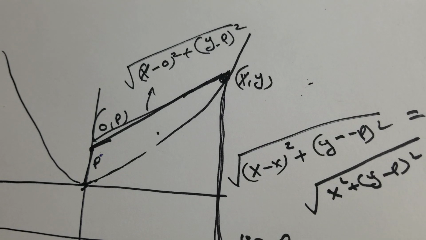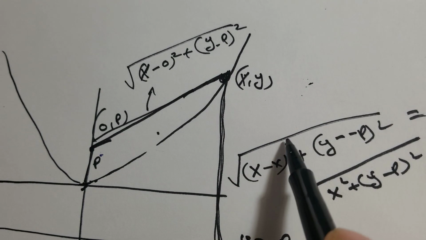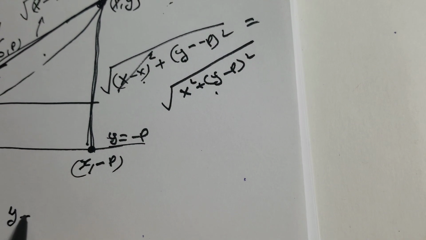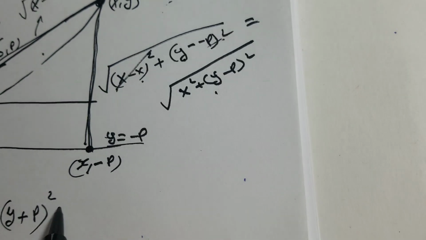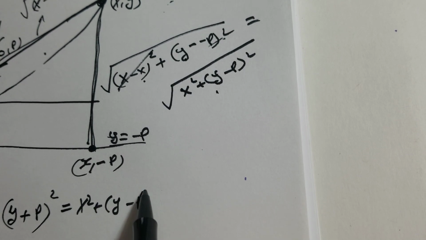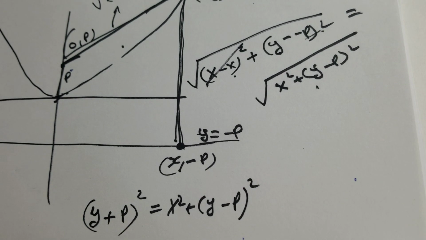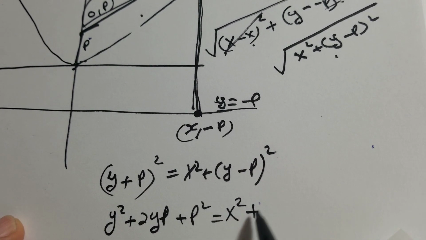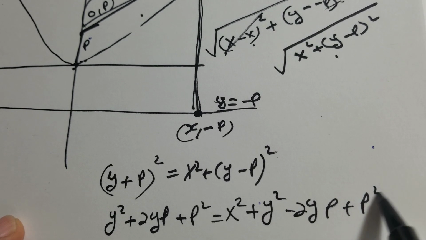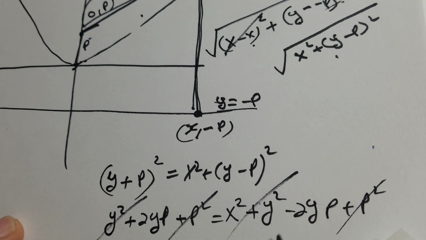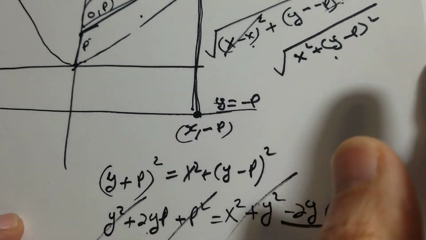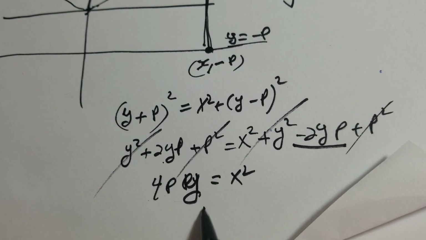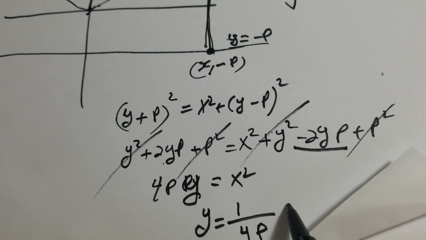Both of them have radicals. Therefore, I'm going to square both sides. And x minus x becomes 0. Then I have this equal to that. Then let's do it. You have (y plus p) squared equal to x squared plus (y minus p) squared. And when I expand this, it becomes y squared plus 2yp plus p squared equal to x squared plus y squared minus 2yp plus p squared. That is gone. This is gone. That negative 2yp comes here and becomes 4yp, so 4py equals x squared. And what is y? y equals 1 over 4p times x squared.